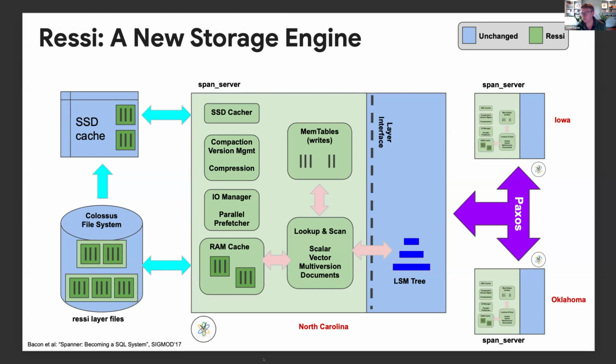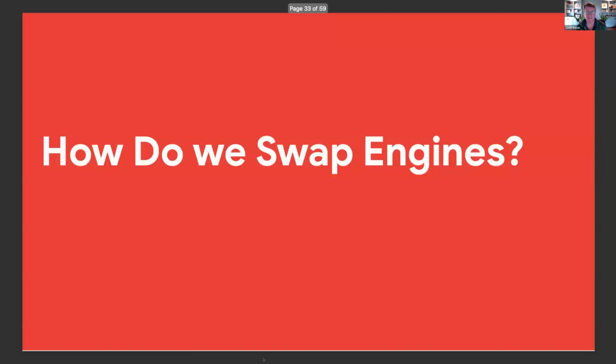And then we do compression and entropy coding on top of that. I'll talk a little bit more about that later. Next slide. Okay, so this is kind of the question you're asking. How do we swap the engines out? Next slide.